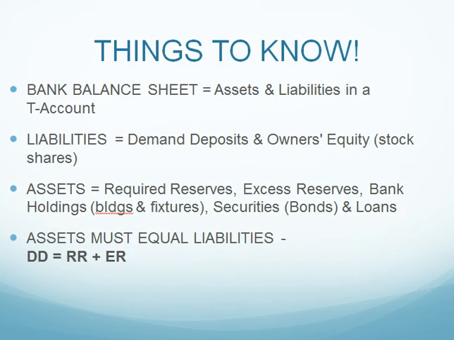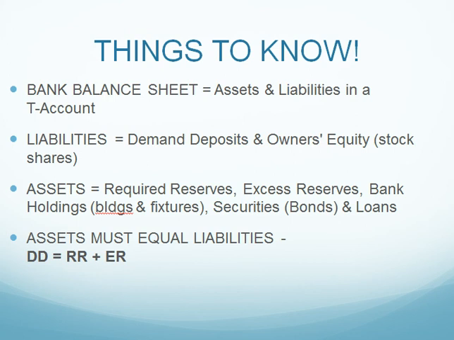Important things to know about money creation in T accounts is that on the bank balance sheet you have assets and liabilities. Liabilities are demand deposits, because the bank has to be able to give people their money when they demand their deposits, and owner equity, stock shares. So those are liabilities because that requires the bank to pay out for demand deposits and owner's equity.